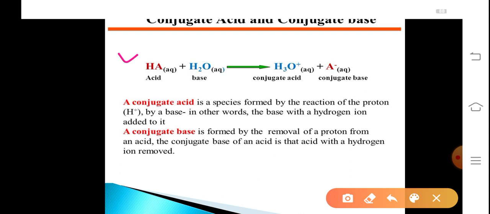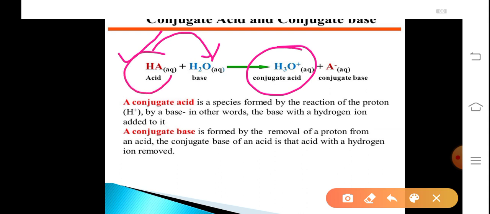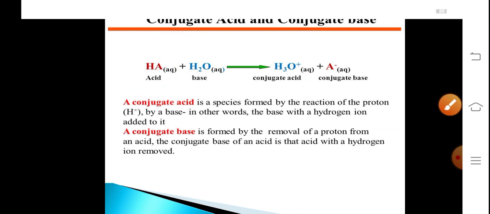So in this equation, HA is an acid, H2O is a base, because HA has donated its proton to the water, whereas water has accepted a proton from an acid, that is HA. By accepting a proton, water is converted into a conjugate acid, whereas by release of a proton, the acid is converted into a conjugate base. So here in this equation, HA and A negative is an acid-base pair, whereas H2O and H3O positive is a base-acid pair. Such pairs are known as conjugate acid and base pairs.